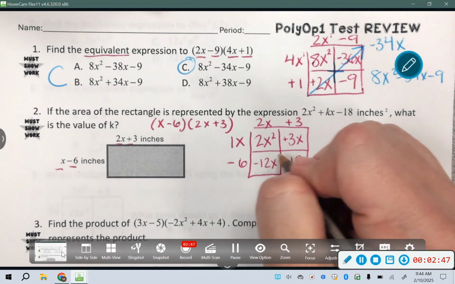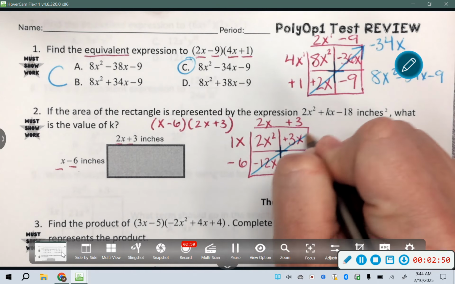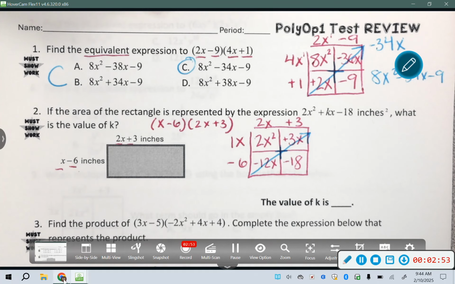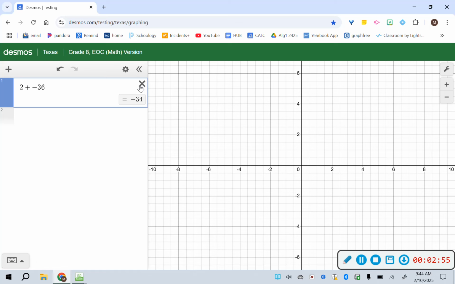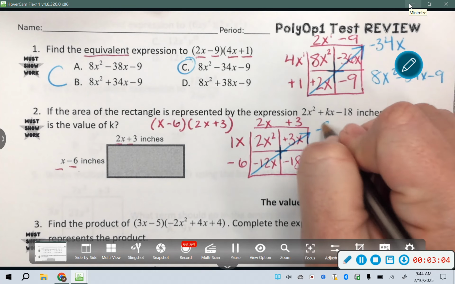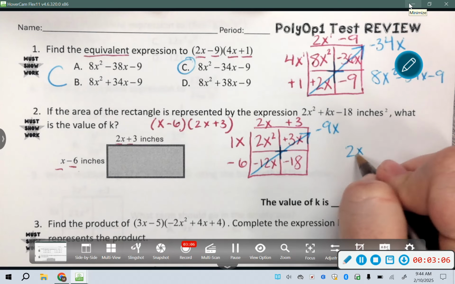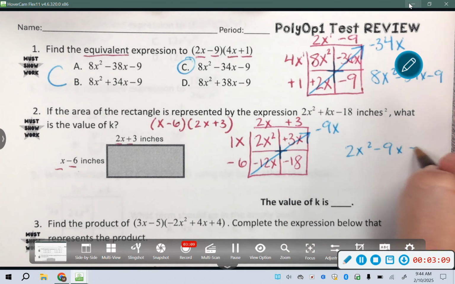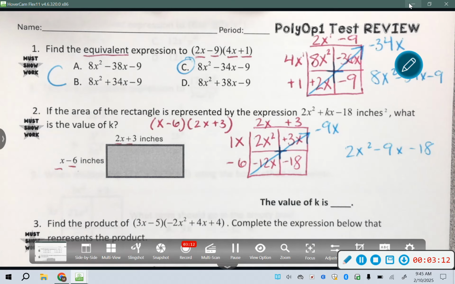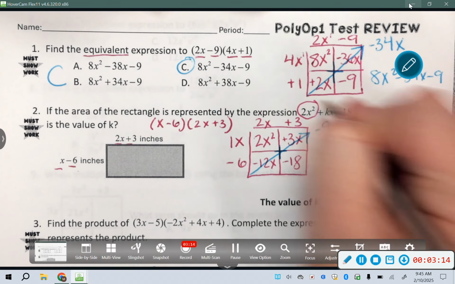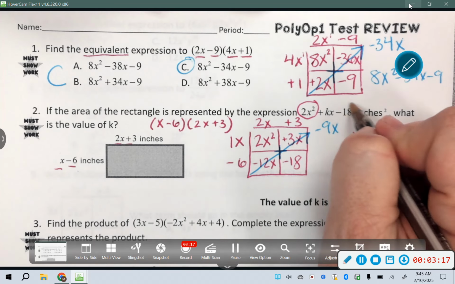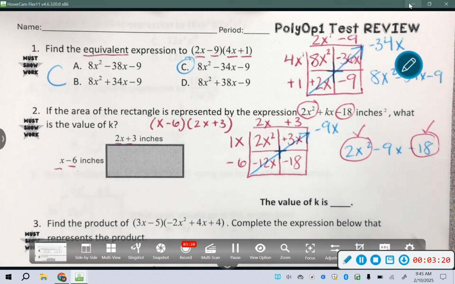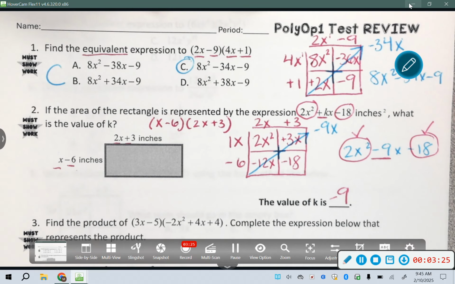Okay, and again, we add our diagonal. So negative 12x plus 3x. Again, use your calculator. So this one was negative 12 plus 3 gives me a negative 9. So I get negative 9x. So I get 2x squared minus 9x minus 18. Now the big thing here is to check what you do know. So we do know the first term should be 2x squared, which we got. And the last term should be minus 18, which we also got. So k is in front of x. We have negative 9 in front of x, so that's my answer.